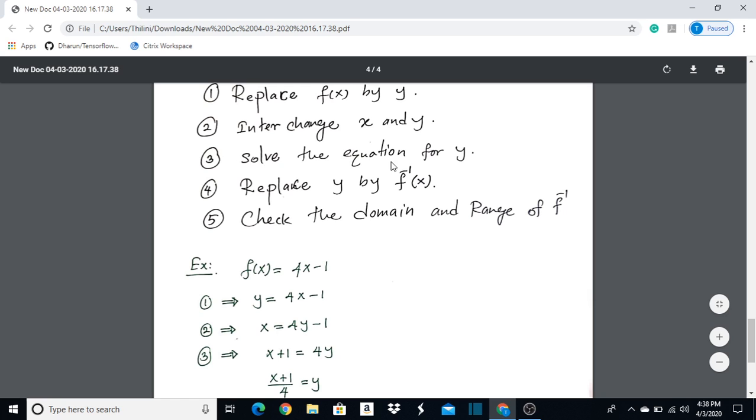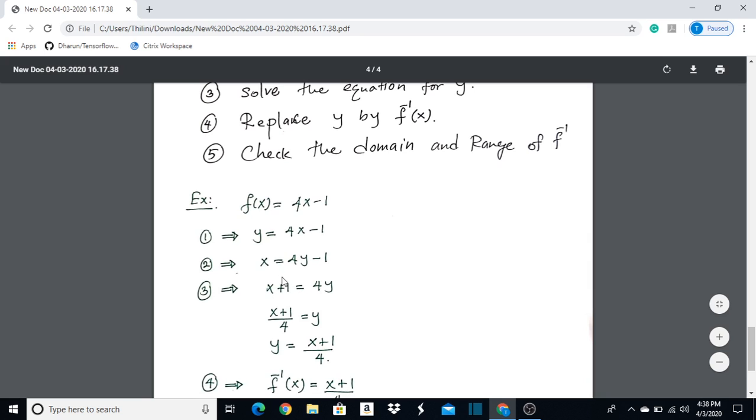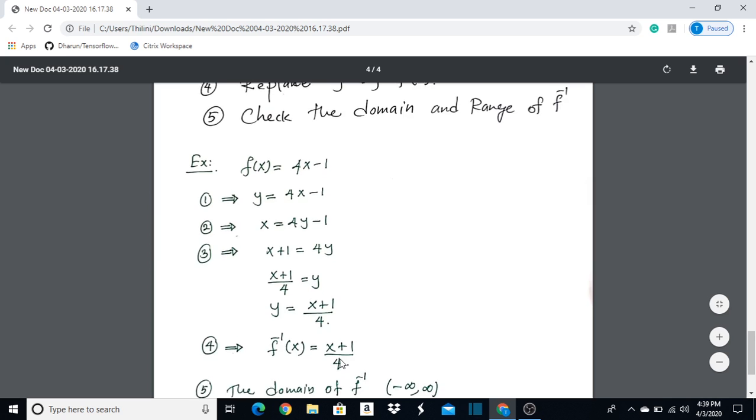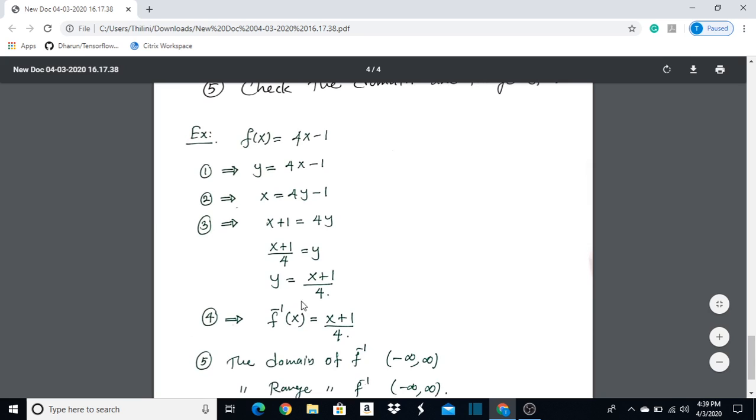The third step is to solve this equation for y. Sometimes it needs some work here. I'm adding 1 to each side so that I can cancel this negative 1 in the right hand side. I get x plus 1, and I divide this equation by 4, because then I can get y in the right hand side. Then y equals (x plus 1) divided by 4. The last step is to replace y by f inverse of x. I'm replacing this y by f inverse of x, so that becomes (x plus 1) over 4. So this is our inverse function.